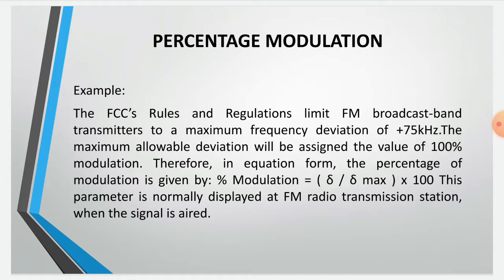Percentage modulation. The FCC's rules and regulations limit FM broadcast band transmitters to a maximum frequency deviation of positive or negative 75 kHz. The maximum allowable deviation will be assigned the value of 100% modulation. Therefore, in equation form, the percentage of modulation is given by percent modulation equals delta f over delta f max times 100. This parameter is normally displayed at FM radio transmission stations when the signal is aired.